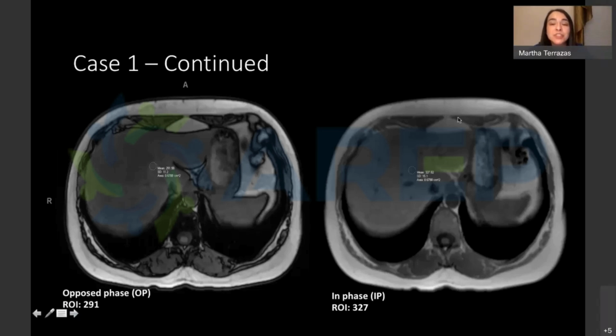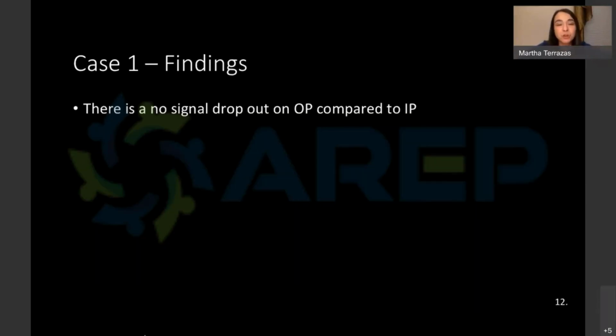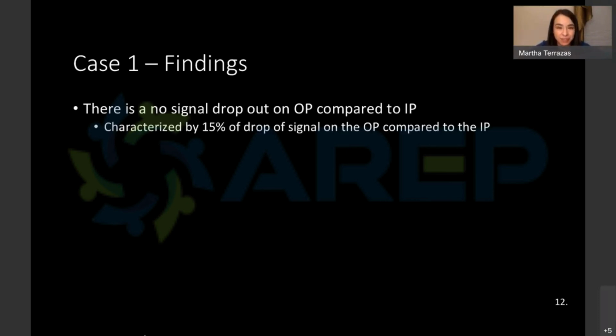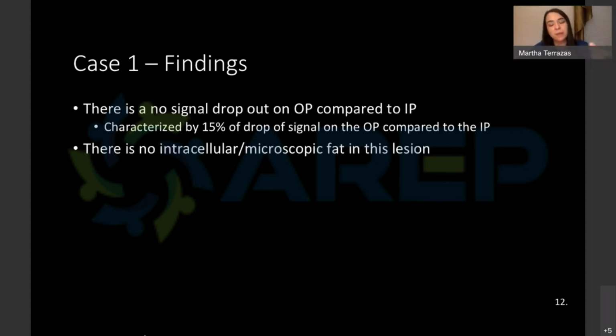You want to see if it drops signal on your opposed phase, and you want to see if that drops by 15%. If it drops more than 15%, you know that you have intracellular or microscopic fat in this liver lesion. Here, we don't. 327, 291, we don't have dropout in this liver lesion. So there's no signal dropout on our opposed phase compared to our in phase. Signal dropout would be characterized by a 15% drop of signal on the opposed phase compared to the in phase when you're comparing those ROIs. So we know there's no intracellular, no microscopic fat in this lesion.